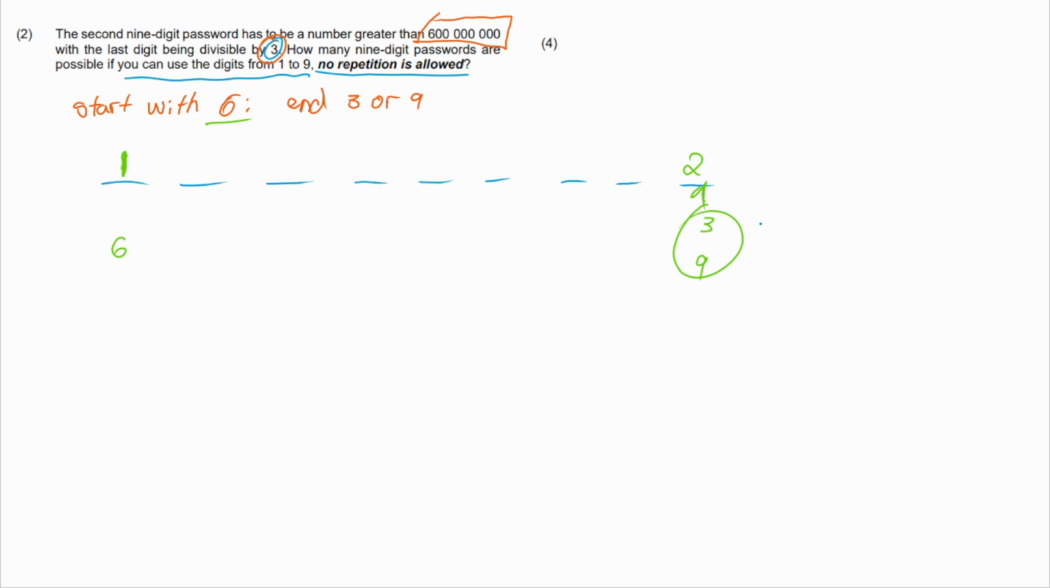Out of these, if you can use the digits 1 to 9, we've already used 2. So 1 to 9 means we have 9 options. This slot has been taken up by a digit, and this slot's been taken up by a digit. So how many are left over? There will be 7 left over. So when I start counting over here, it's going to be 7, 6, 5, 4, 3, 2, 1. I hope that makes sense.